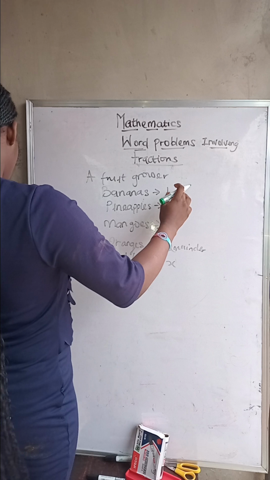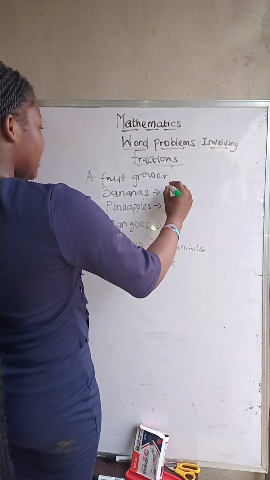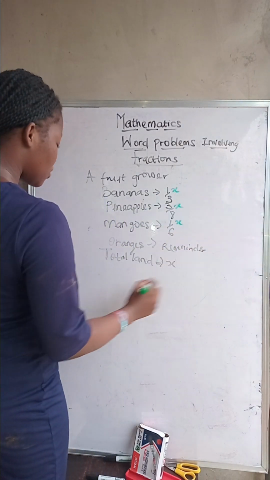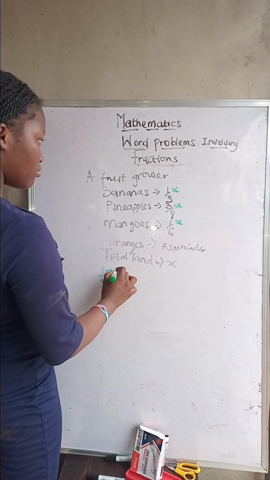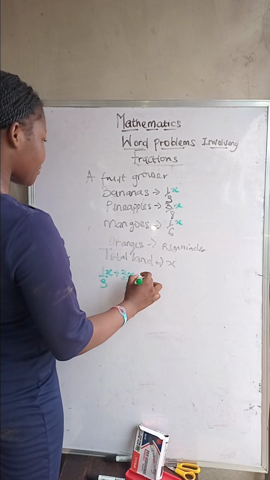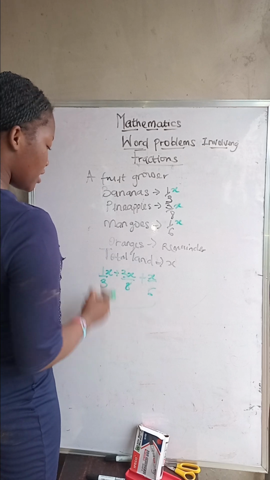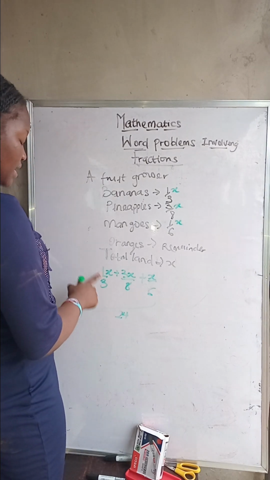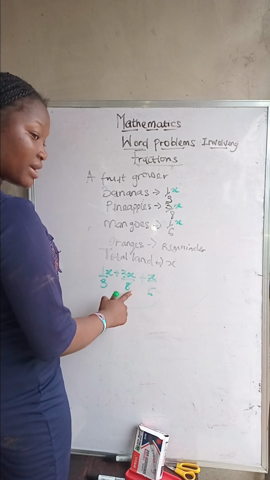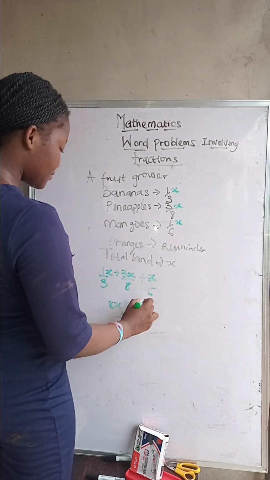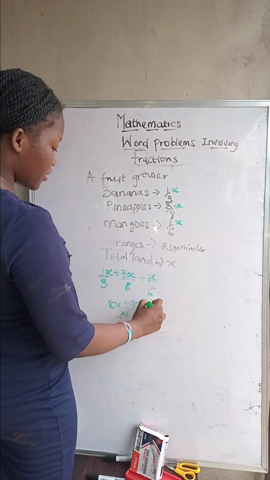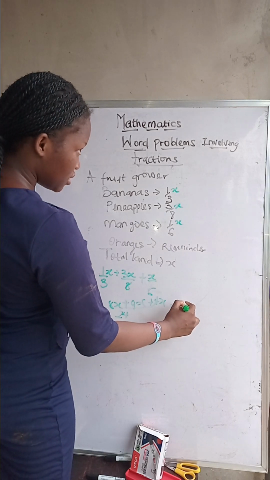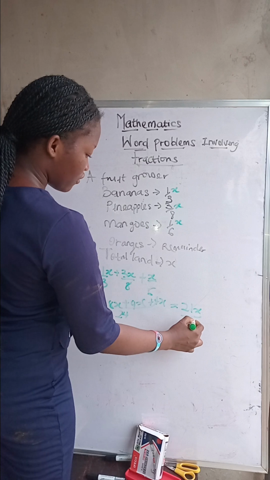So he uses 1/3 of X, 3/8 of X and 1/6 of X. If you add everything together, 1/3 X plus 3x/8 plus x/6. The LCM of 3, 8, and 6 is 24. 24 divided by 3 is 8. 8 times x is 8x. 24 divided by 8 is 3. 3 times 3 is 9x. 24 divided by 6 is 4. 4 times x, 4x. So we have 8x plus 9x, that's 17x plus 4x, that's 21x/24. And it's the remainder.